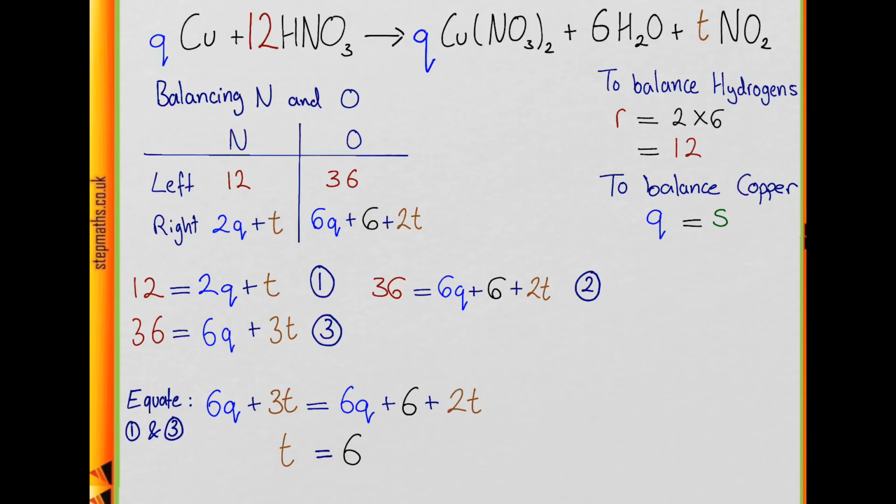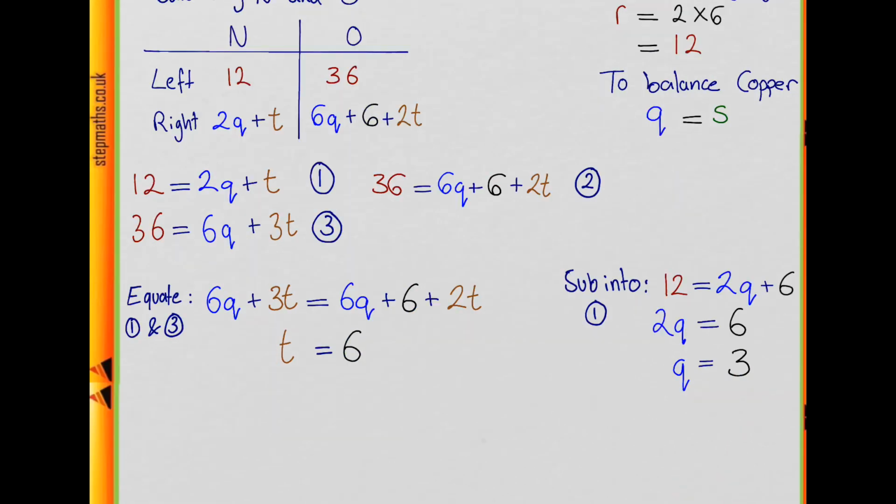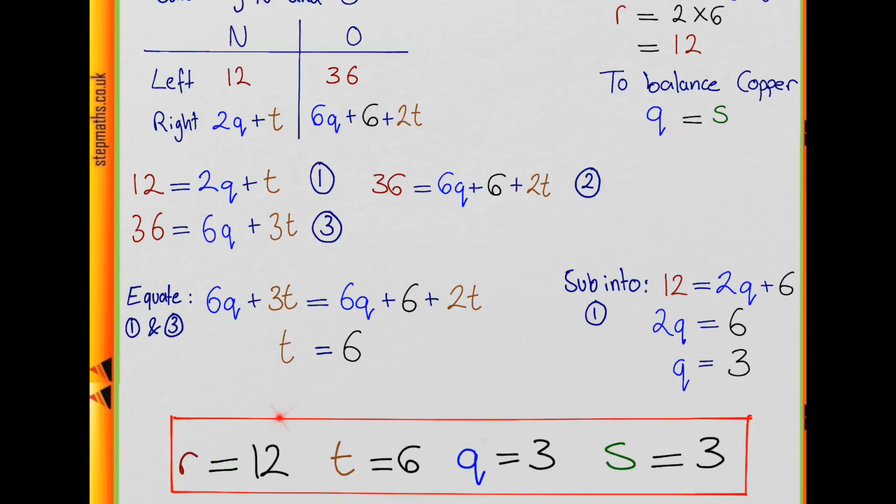To find the value of Q, we can just sub this value into equation 1, and you'll get 12 equals 2Q plus 6, so 2Q equals 6, and that means Q equals 3. And since Q equals S, that means S will equal 3. So here we have our 4 values needed, using algebra and no guesswork.